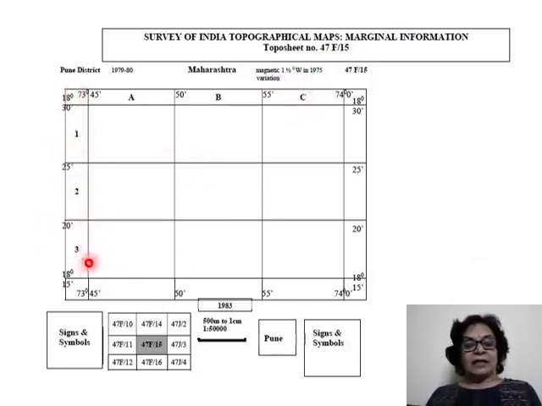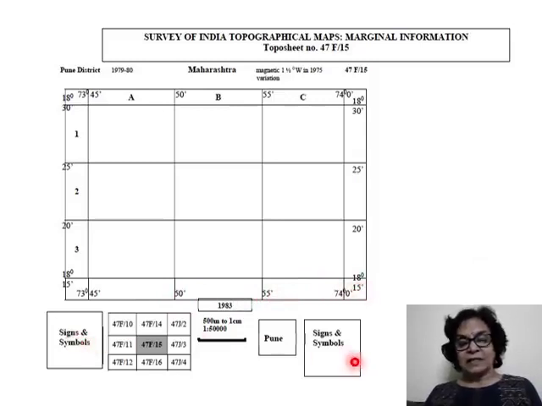Then we can see the latitudinal and longitudinal extent is also represented: 18 degrees 15 minutes, 20 minutes, 25 minutes, 18 degrees 30 minutes, and 73 degrees 45 minutes, 50 minutes, 55 minutes, and 74 degrees 0 minutes east. Then the signs and symbols are given in these boxes. Usually the physical features are on this side and cultural features on this side. Then the scale is represented in the center in all three types, and above that we have the year of publication, which is 1983.